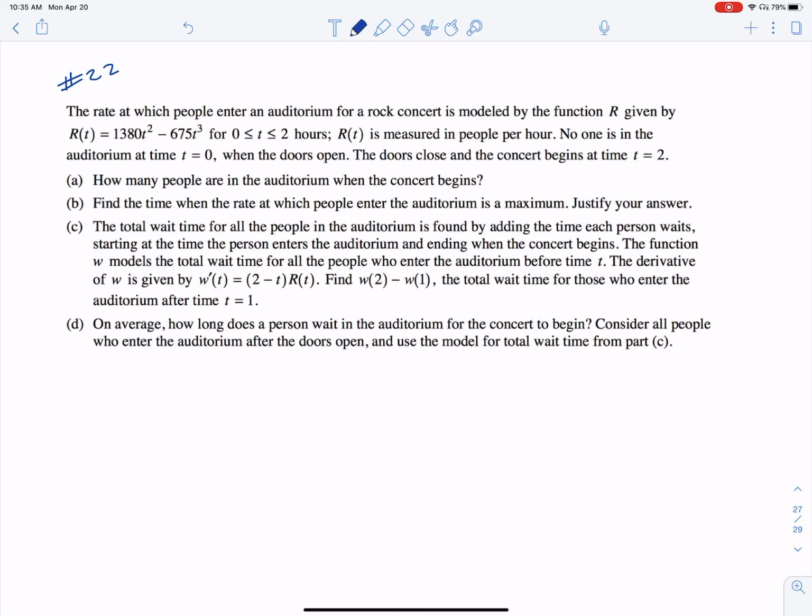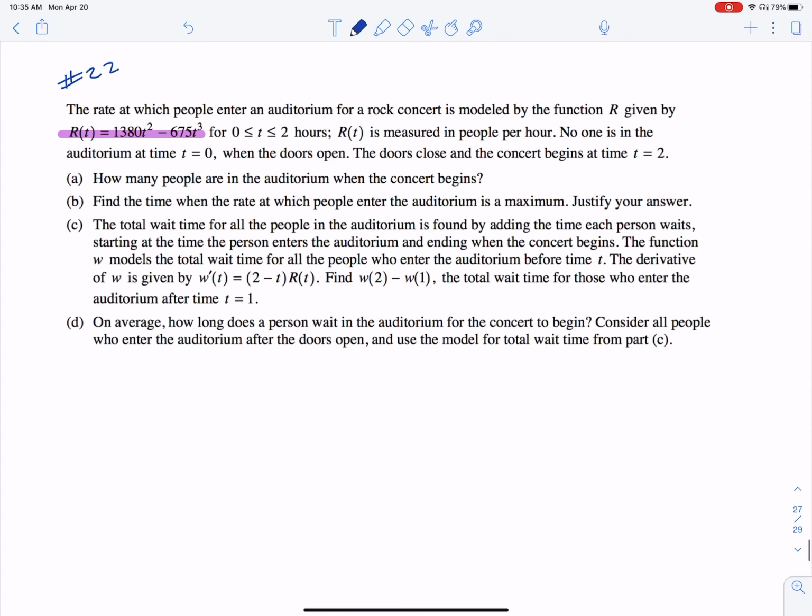Okay, so first off, as always, we should recognize that this right here represents a rate of change, right? It's the people per hour. It is a derivative of some function.